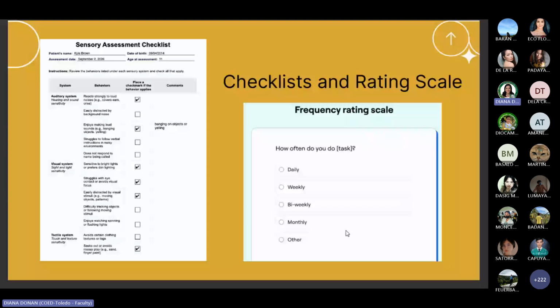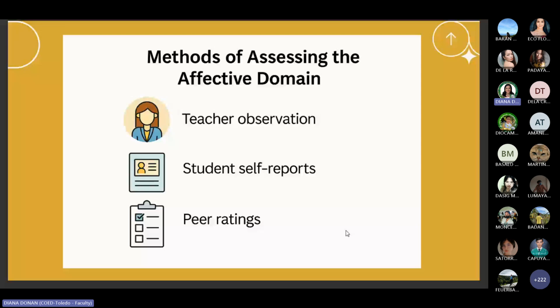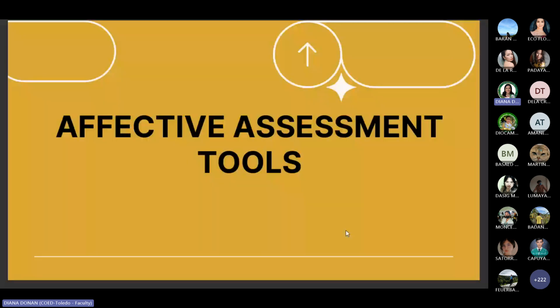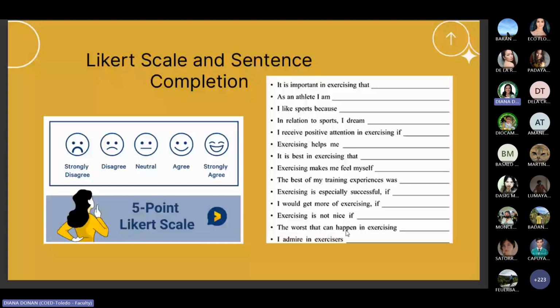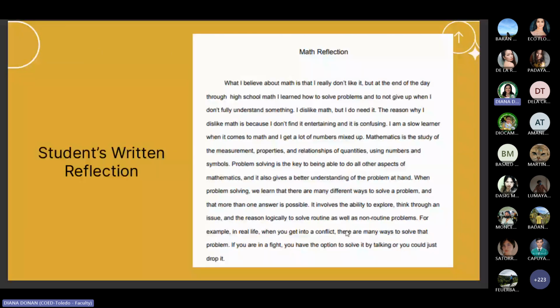Okay, so another one is student self-report. In here, the students reflect on their own attitudes or behaviors. This can be done through reflection journals, Likert scales, or sentence completion. These are examples of student self-reports. This method helps students become more aware of their feelings and their values. Now, lastly, we have the peer rating.